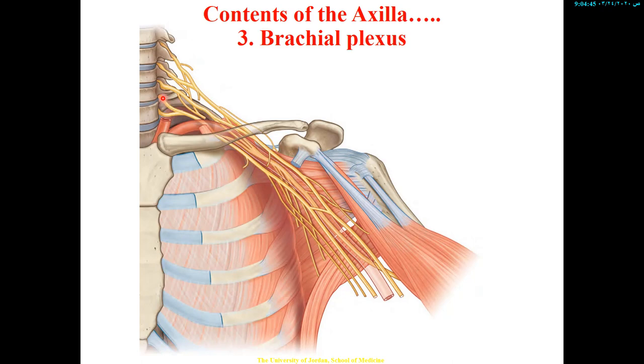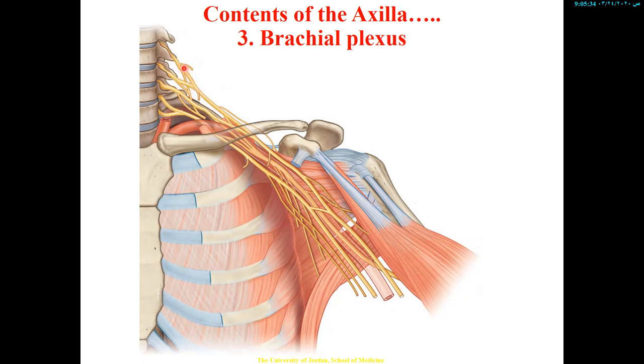Now let's go here. This is C8, root number C8, uniting with thoracic root T1, and they form the lower trunk. So upper trunk, lower trunk. And this one, this is C7, root C7. It does not unite with either of the other roots, and it forms by itself the middle trunk.